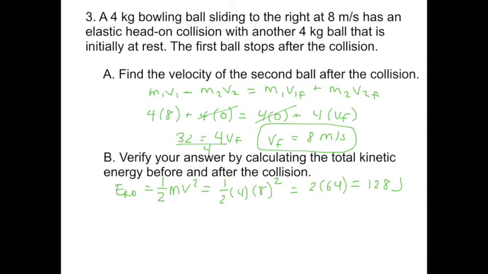Now in the second scenario, again we have kinetic energy, which is 1/2 mv squared. This time only the second ball is moving, so we'll look at that. The second ball is 4 kilograms, and it's also moving at 8 meters per second. So if we calculate that, we again get 128 joules. Now we know that the collision was elastic, because kinetic energy was conserved.